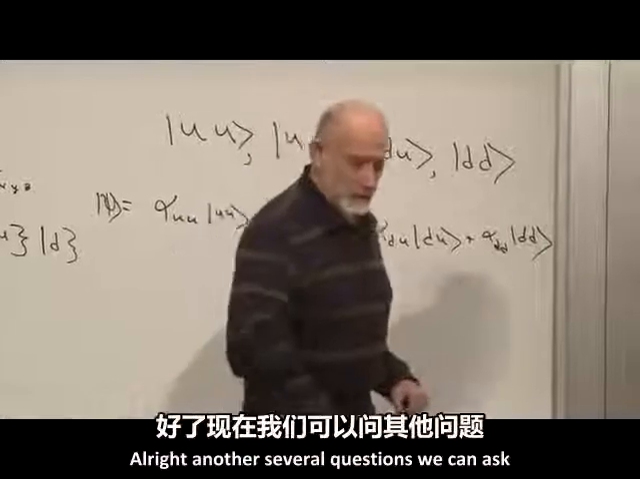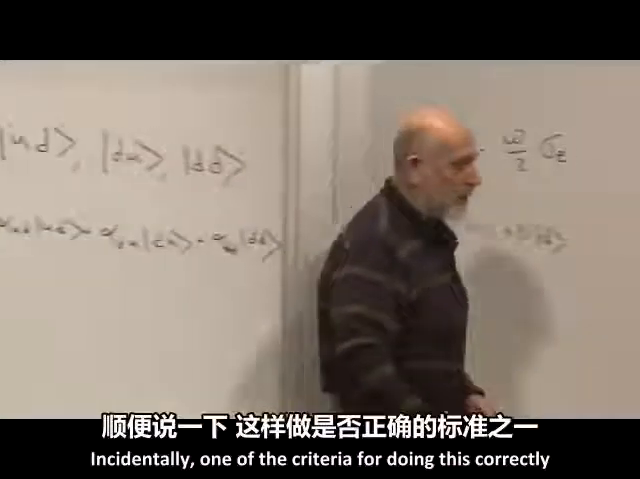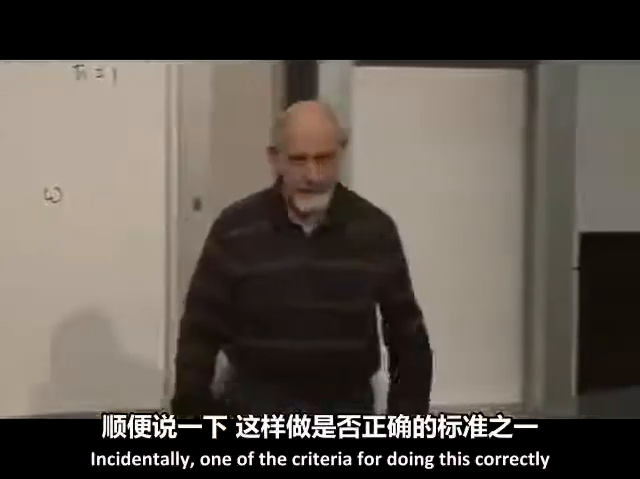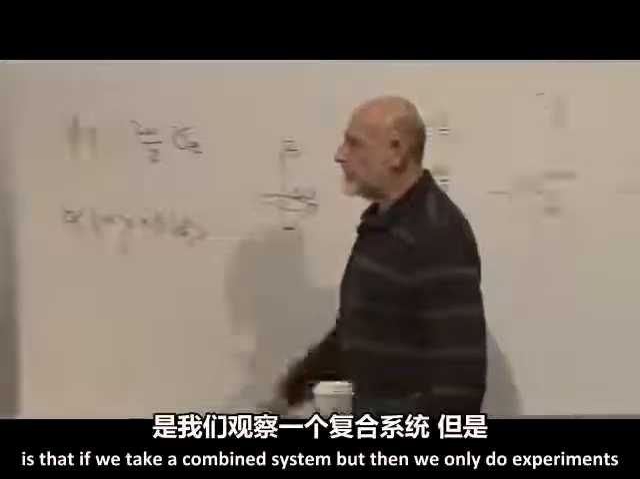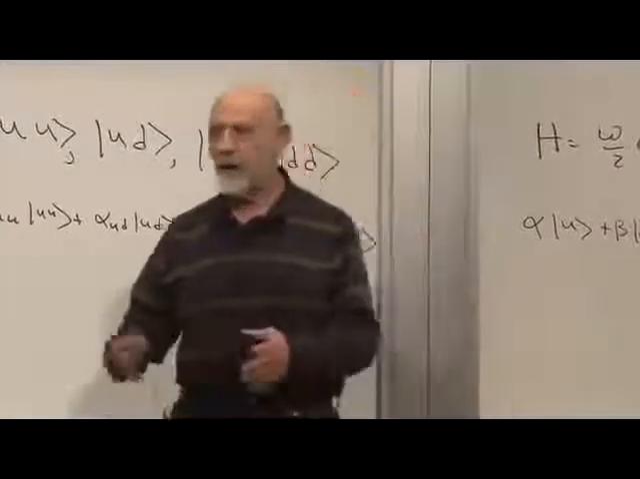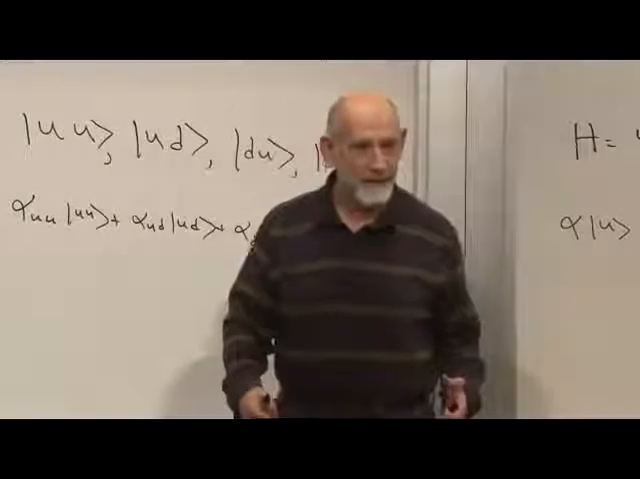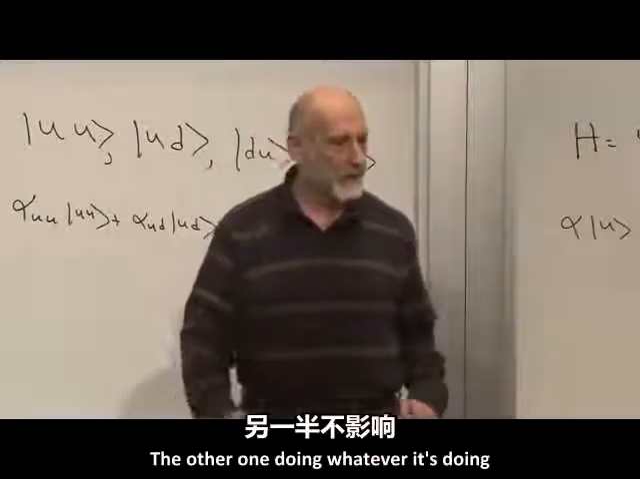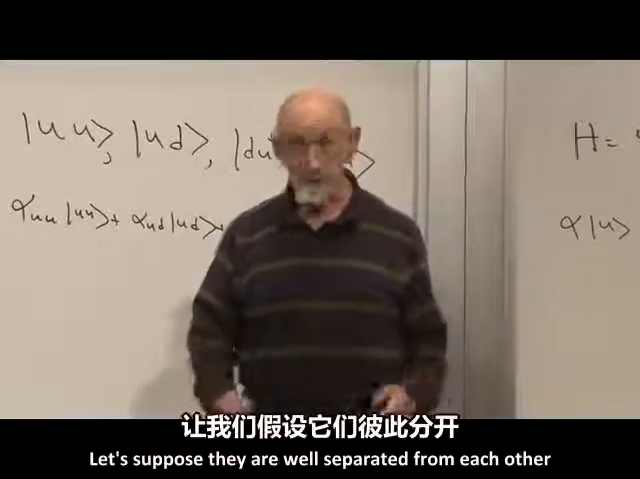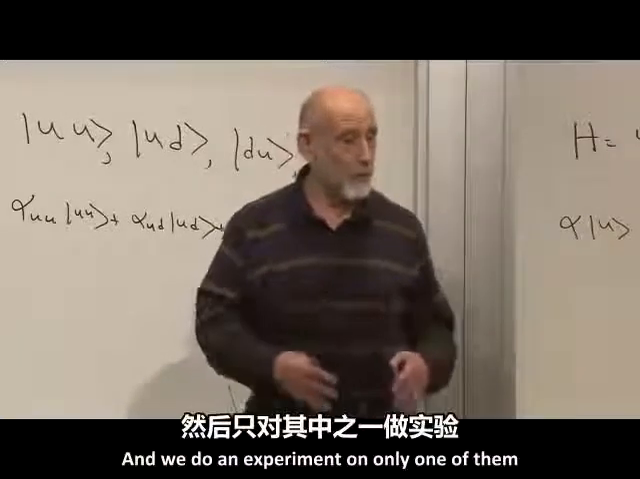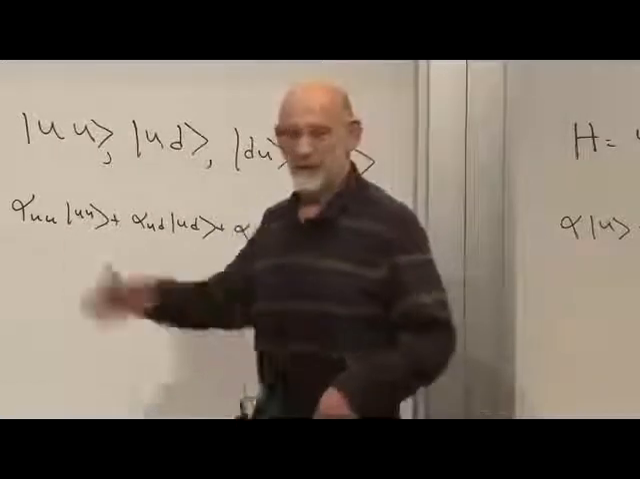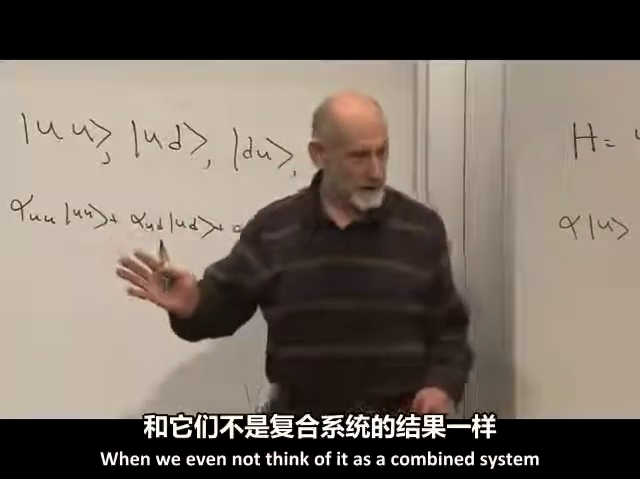All right, now there are several questions we can ask. Incidentally, one of the criteria for doing this correctly is that if we take the combined system, but then only do experiments on one of the halves of it, the other one doing whatever it's doing, and they're well separated from each other, the answers that we get should be the same answers that we got when we didn't even think of it as a combined system.